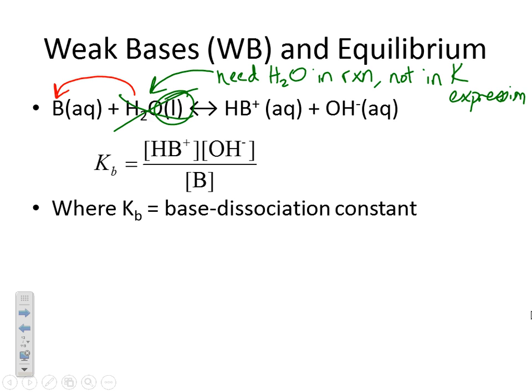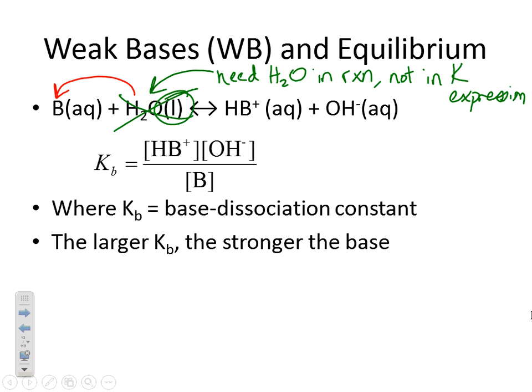Kb is called the base dissociation constant, again, B for base. And very, very similarly to acid, the larger the value of Kb, the stronger the weak base. It means that the more HB plus and OH minus you're going to get, the more the base was able to steal a hydrogen from water.